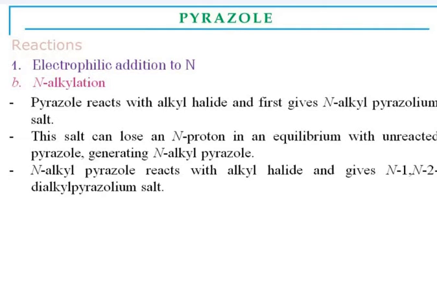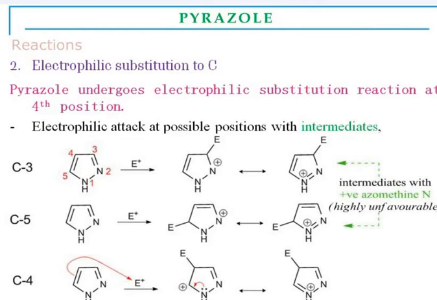Now electrophilic addition to nitrogen, N-alkylation. Pyrazole reacts with an alkyl halide and first gives an N-alkyl pyrazolium salt, and this salt can lose an N proton in an equilibrium with unreacted pyrazole, generating N-alkyl pyrazoles. The N-alkyl pyrazole reacts with the alkyl halide and gives the N1,N2-dialkyl pyrazolium salt, which looks like a salt and is soluble in water.